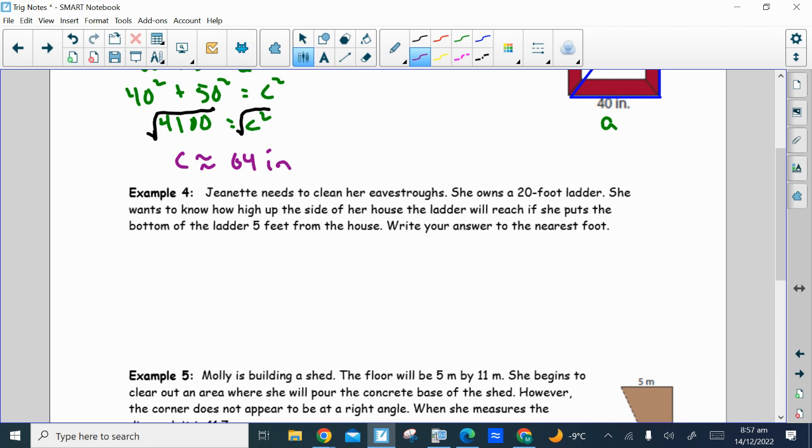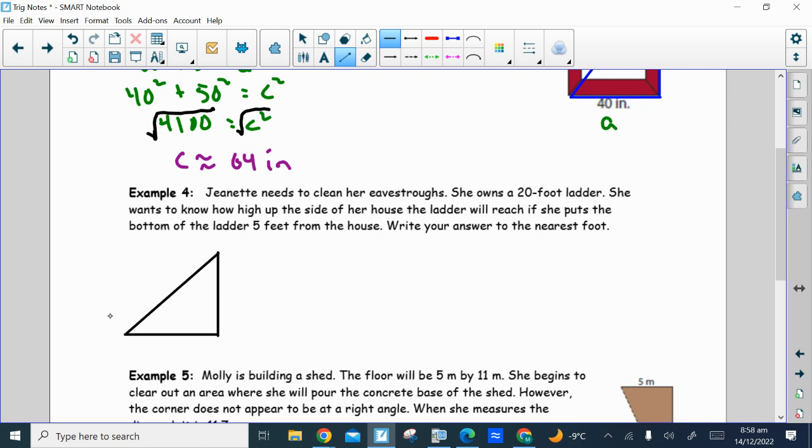Number 4 says Jeanette needs to clean her eaves trough. She owns a 20-foot ladder, which means that's how long it is. She wants to know how high up the side of her house the ladder will reach if she puts the bottom of the ladder 5 feet from the house. So again, we always start with a right triangle. You cannot use Pythagorean theorem unless you have a right triangle.